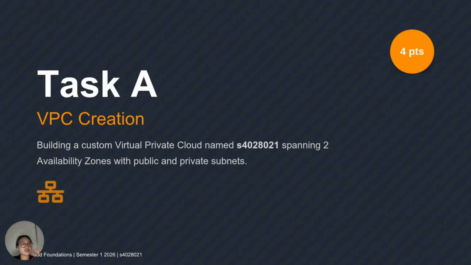Alright, so test A involves building a custom virtual private cloud from scratch. A VPC is an isolated private network within AWS where you control all IP addressing, subnet routing and security. The assignment requires a VPC named S4028021, following the student ID, spanning 2 availability zones with public and private subnets in each, and built manually without the VPC wizard.